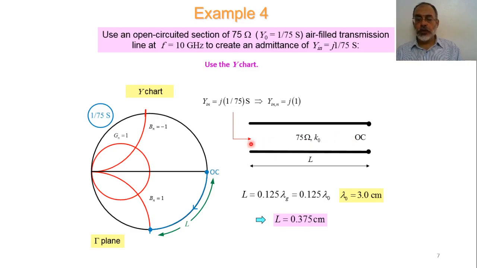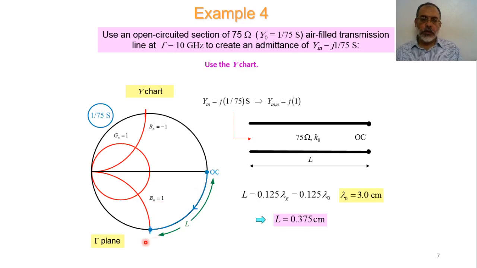Now we are moving towards the generator, or we are moving away from the load. So we are moving clockwise, and it is required to move until we reach Y input normalized equal to j1. And once again, the constant gamma circle in this case is the most outer circle of the Smith chart, which is a line which has a radius from the center to the load. So this is a constant gamma circle, right? Now we are moving along the constant gamma circle towards the generator until we reach j1. j1 is positive, and remember that we are here in the lower half in the admittance chart for positive. So we are moving until we reach the value B normalized equal to 1.